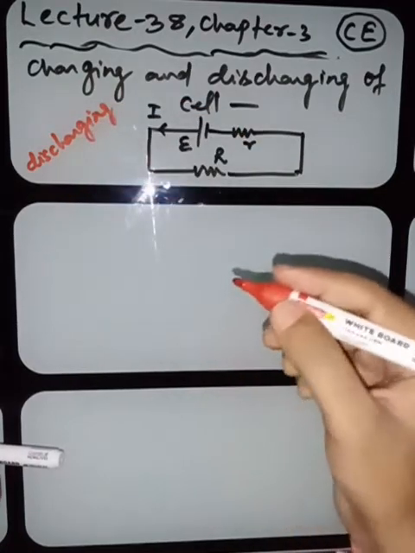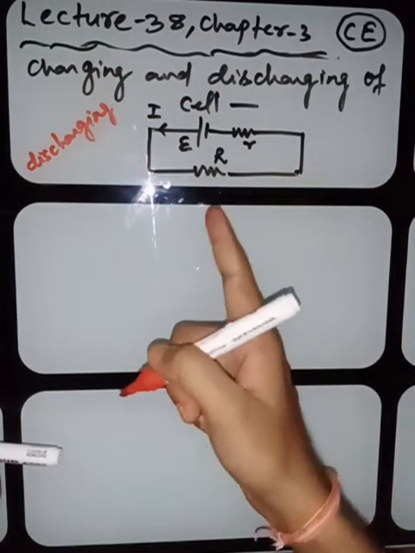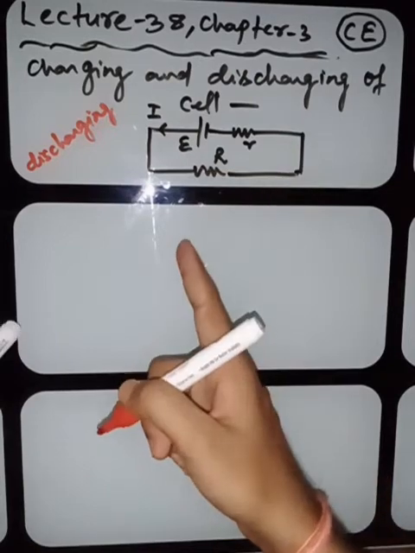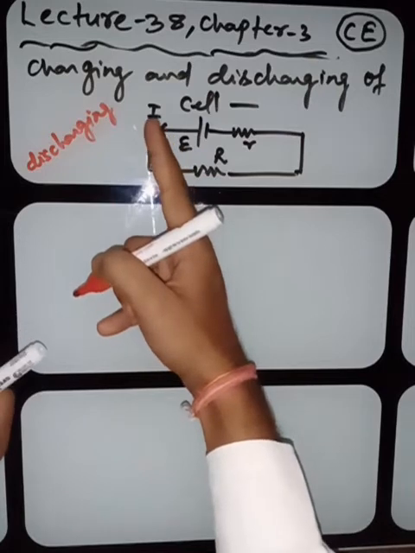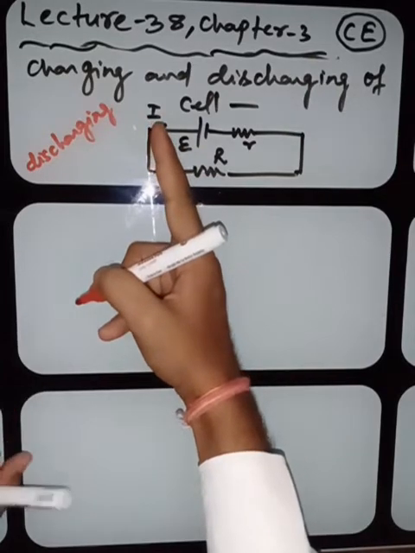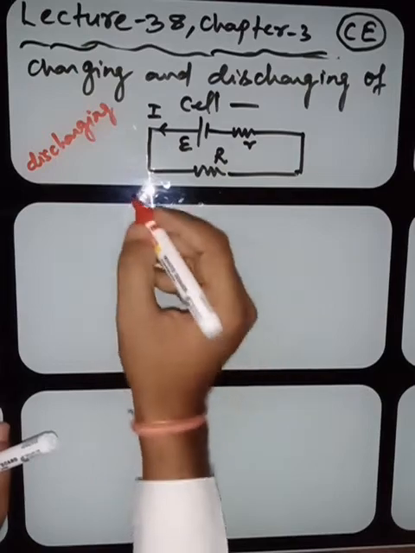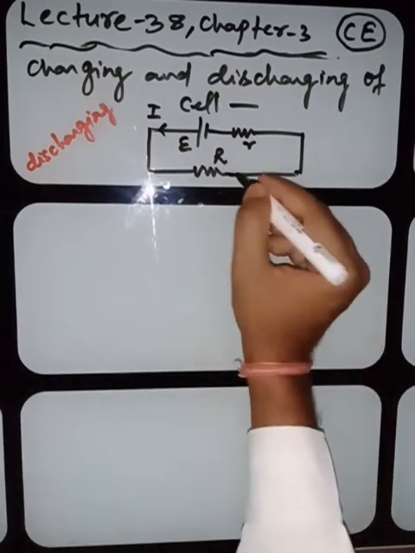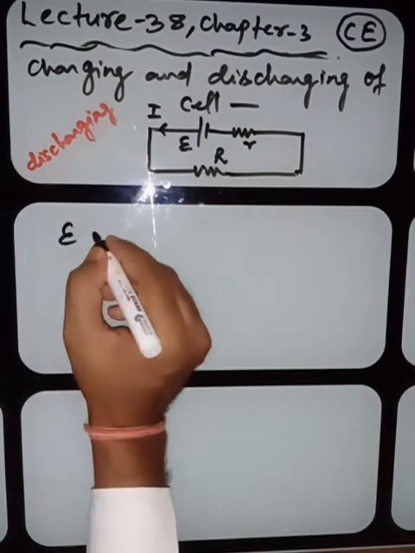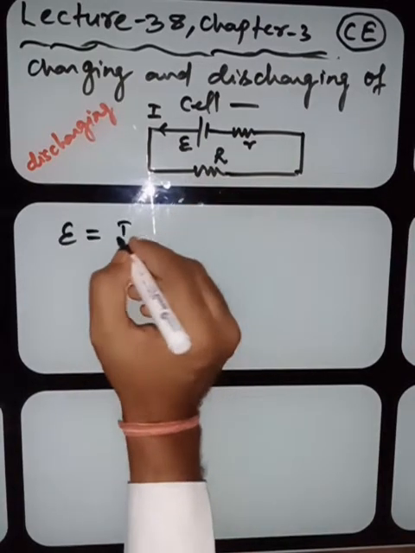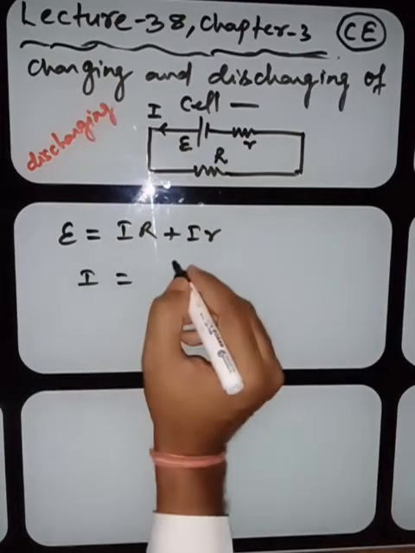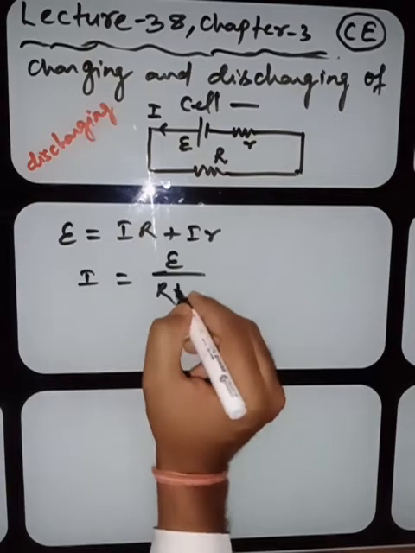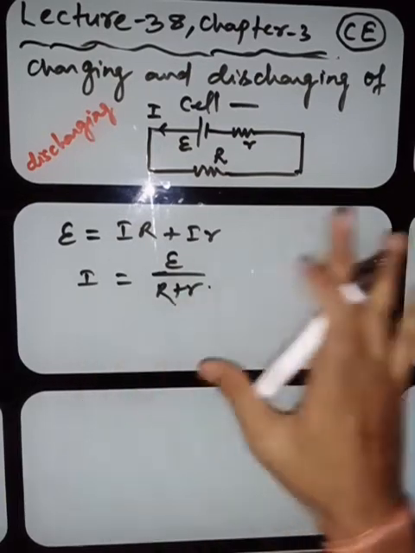Okay, here this battery is discharging. Now my dear student, if it is discharging, then how will the current be calculated? This current we are going to find. Okay, now we can write here E is equal to IR plus Ir, very simple, and then I is E over R plus r. I hope there's no confusion.